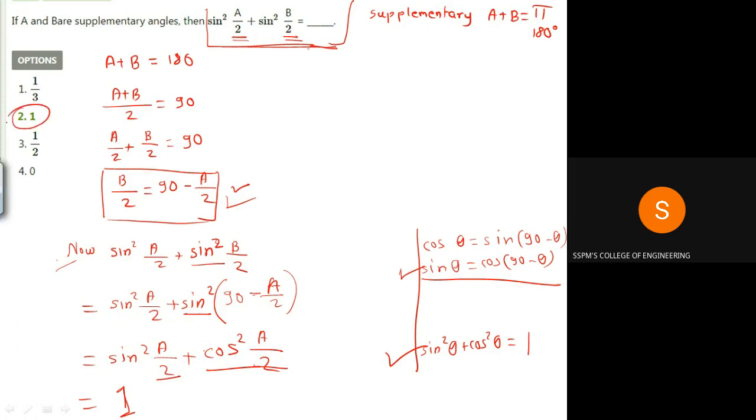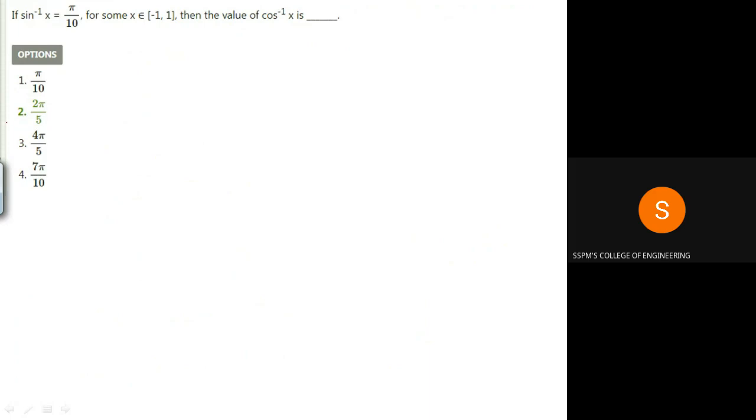Okay, next example now. What is given? Sin inverse x is equal to pi by 10. It is given here, and we have to find the value of cos inverse x. Cos inverse x is the value to be found here.